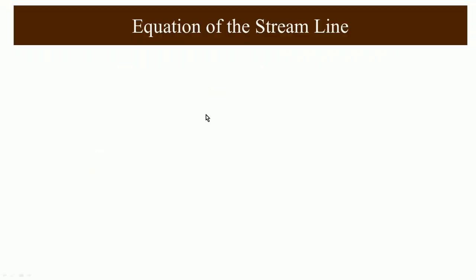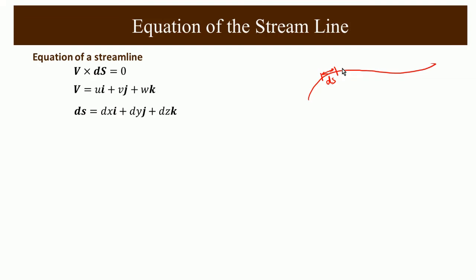Now we will see what is the equation of the streamline. The equation of the streamline can be given as the velocity vector crossed with the displacement vector is equal to 0. How does that come? Now in case there is a streamline like this, and I have a displacement vector, say ds, which is given as dx i plus dy j plus dz k. Velocity is given as u i plus v j plus w k.